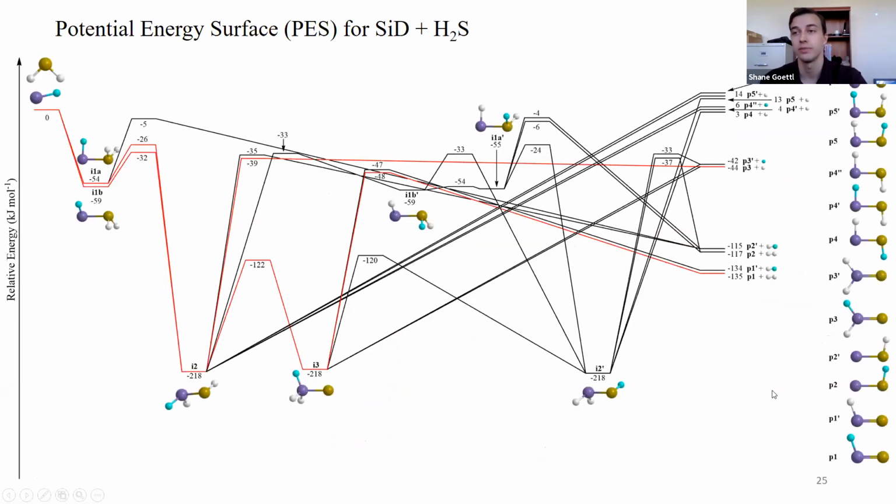If we look at the partially deuterated surface for SID plus H2S, we can see it's a lot more complicated. However, products P1 and P3 are formed through the same pathways as in the SID plus D2S reaction, which gives our previous conclusions full support.